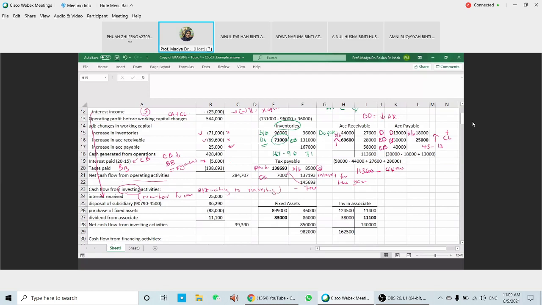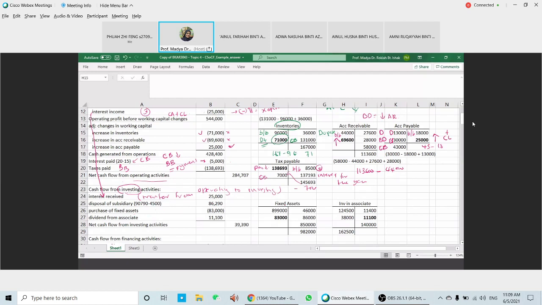So interest received 25. Okay, the disposal of the subsidiary we already calculated here. We only look at the aggregate cash. Aggregate cash that we have here is 86,290. Purchase of fixed asset. Okay, purchase of fixed asset here we need to calculate.